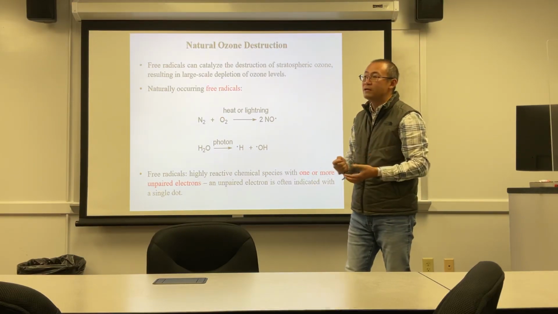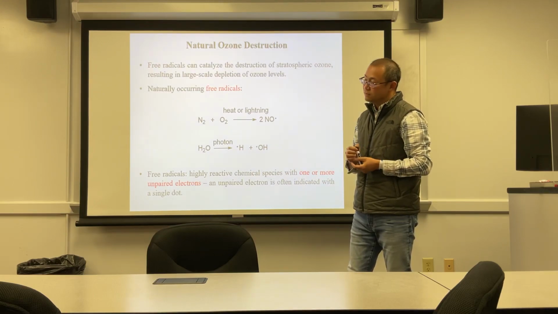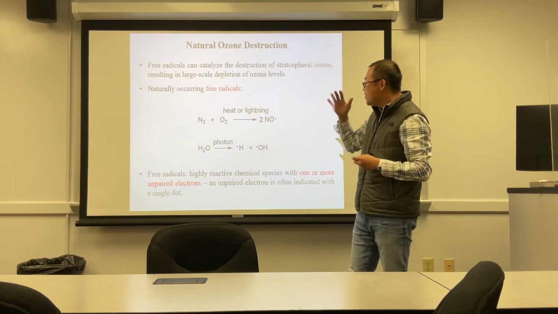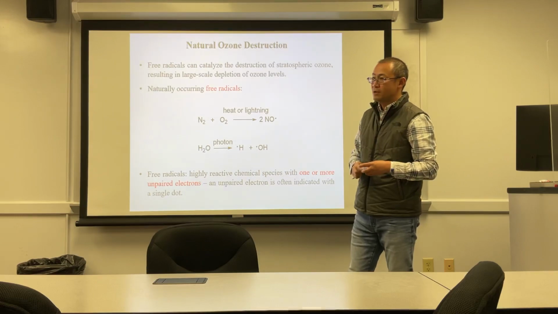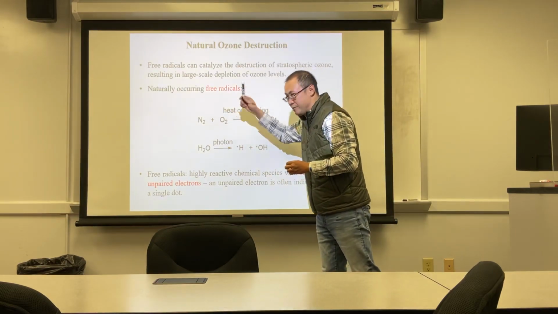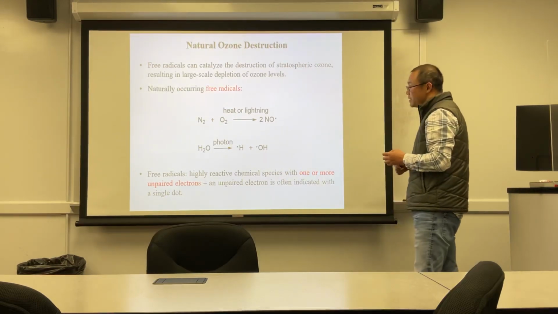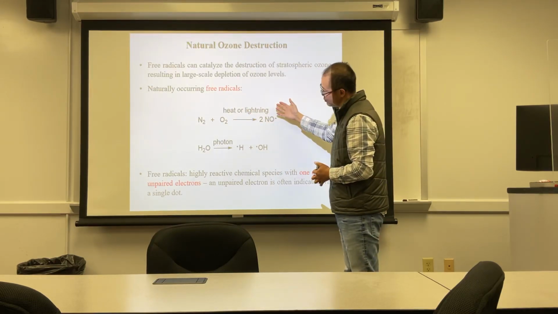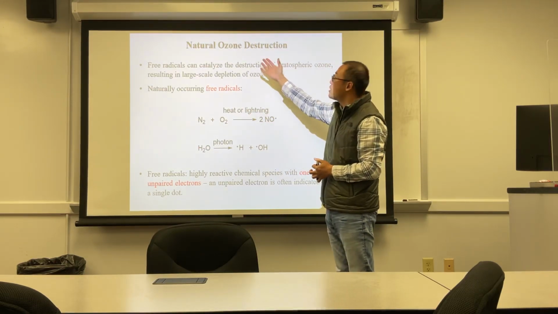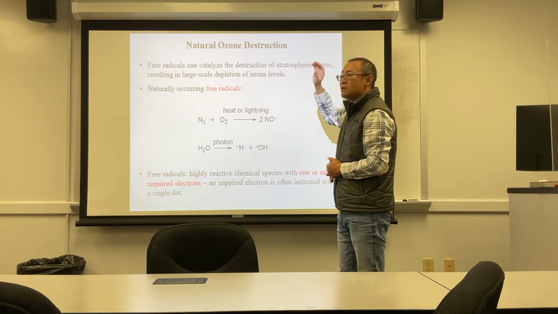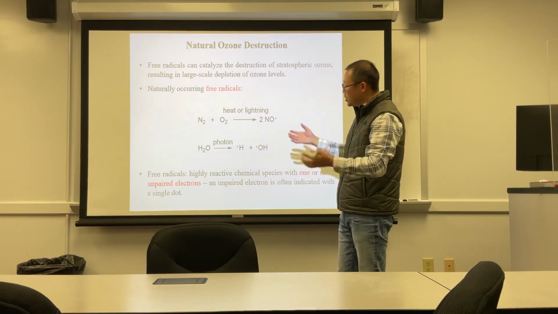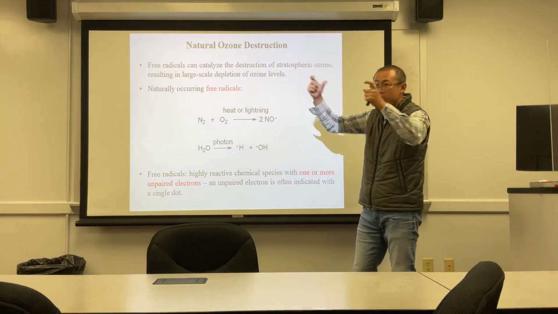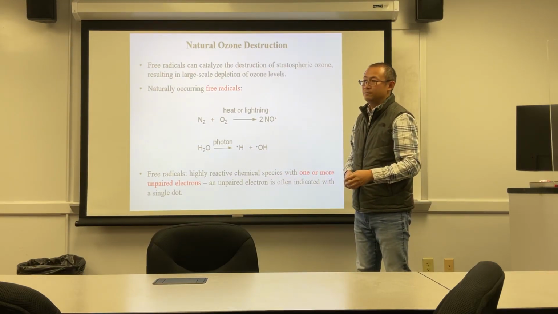That's why normally ozone would not be destroyed. But with the help of some other species, that process can be sped up. And those species are called free radicals. Now, the free radicals can be naturally occurring. So here this topic we call natural ozone destruction, meaning a natural process generates these free radicals to help O3 and O2 to collide. Does that make sense?